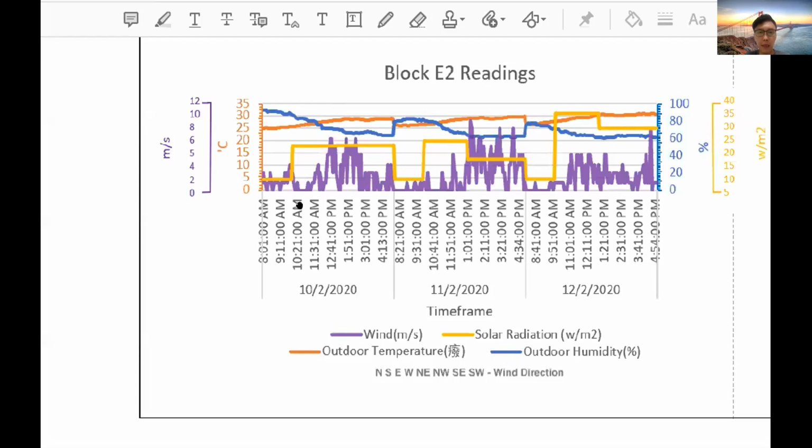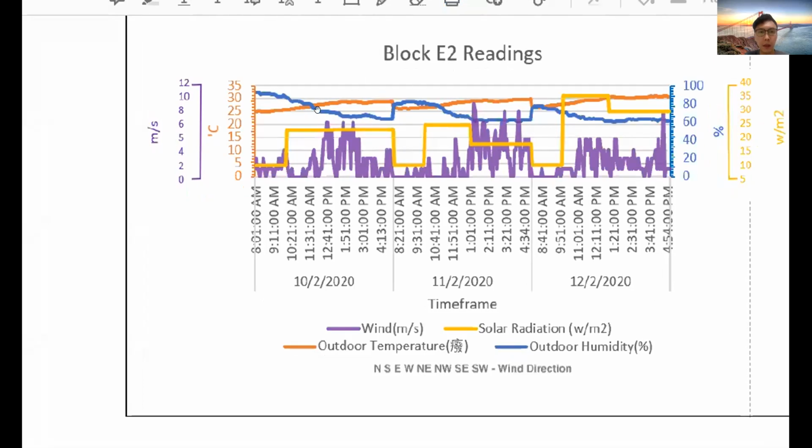So you'll notice a pattern here. The humidity is getting lesser and lesser in the afternoon. The temperature is getting higher and higher from morning to the afternoon. The wind is not constant: got wind, no wind, got wind, no wind. And you notice the solar radiation is highest in the afternoon. So this is the info that your friend digested.